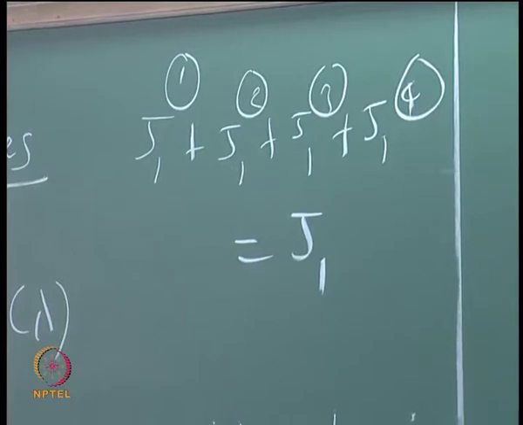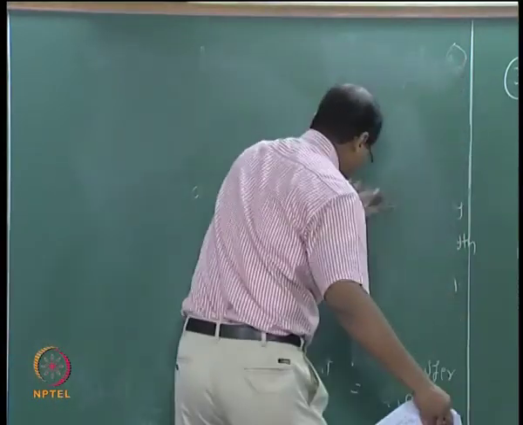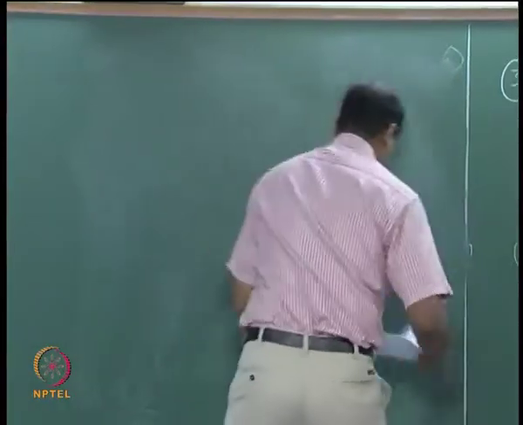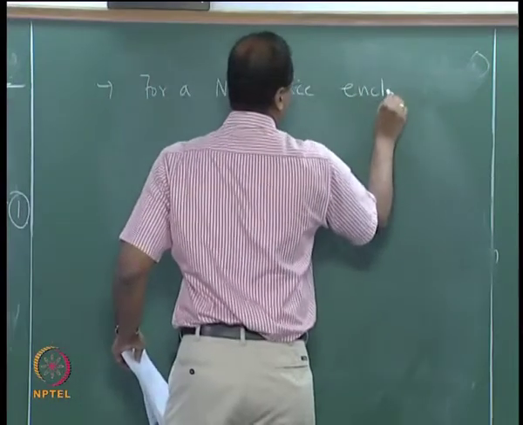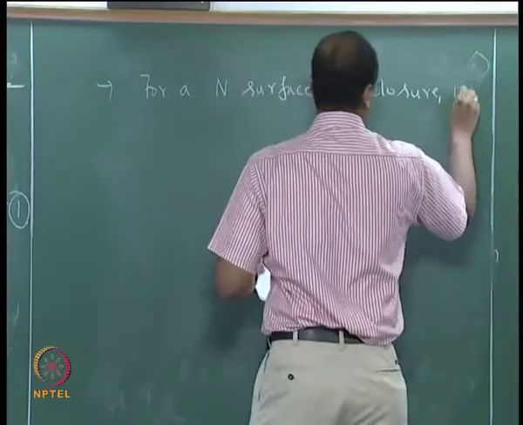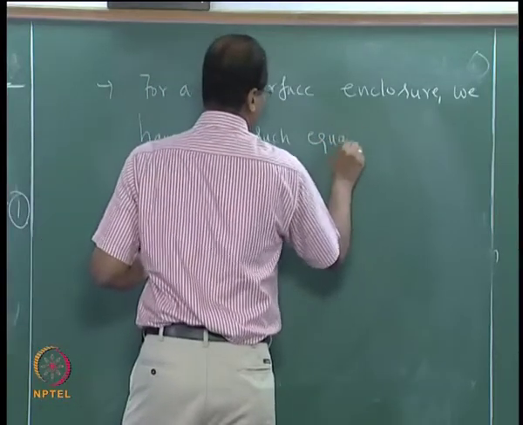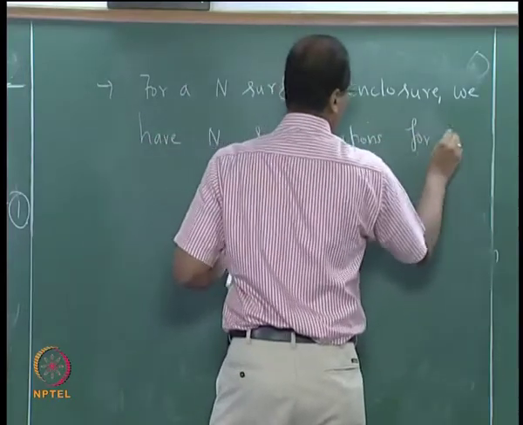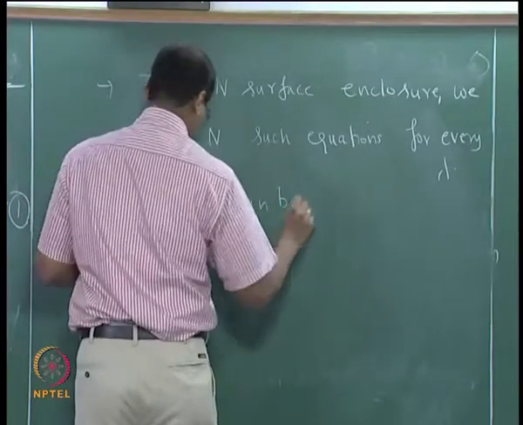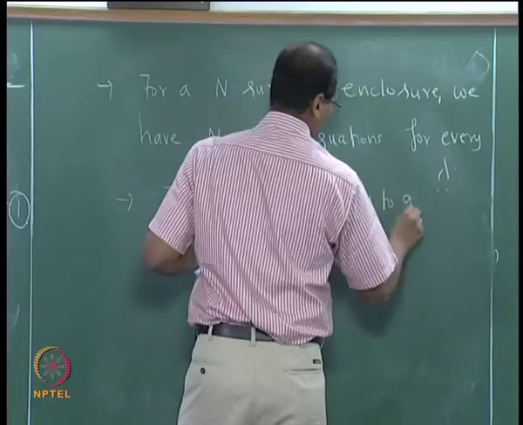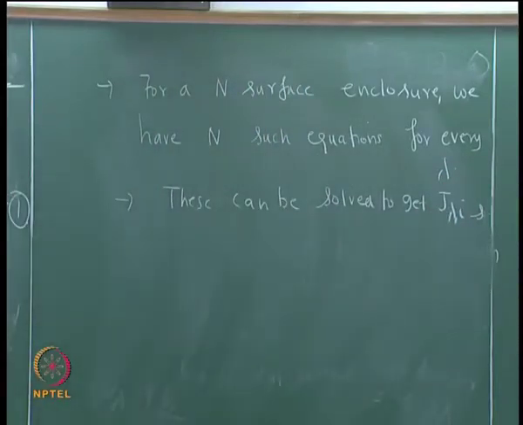Now we will write the formulation completely. These can be solved to get J lambda i's.